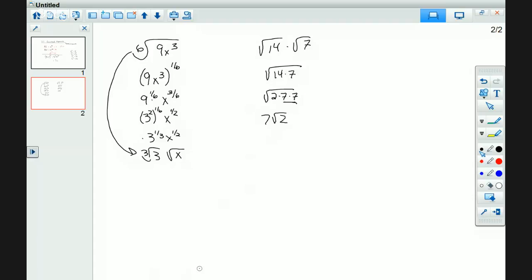I always give people a second option. This is, if you can break it into, so 14 times 7, I don't know what the number is. It's 98? 98 is 49 times 2, right? So if you have the square root of 98, if you can find the perfect square in there, then you can do the same thing.